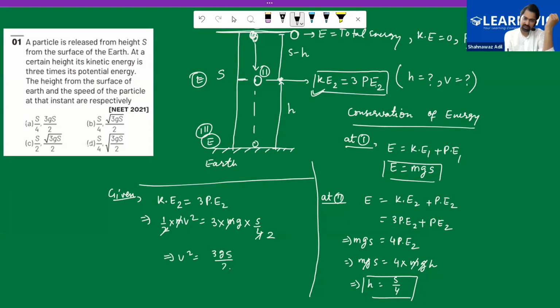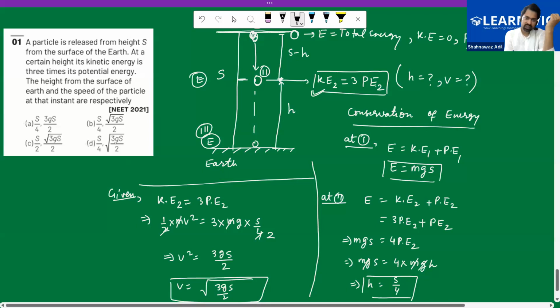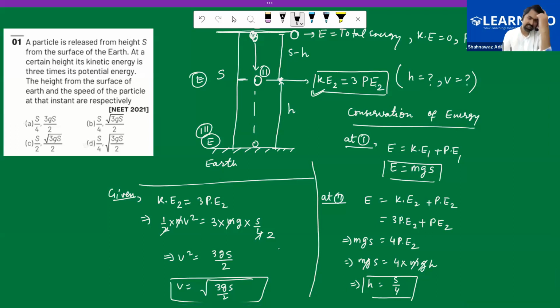3gs by 2. So v is root of 3gs by 2. So this would be the answer, root of 3gs by 2. So this is the correct option, D. So option D is the correct answer. Is it clear?